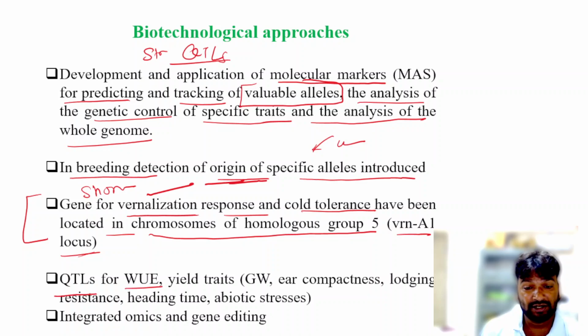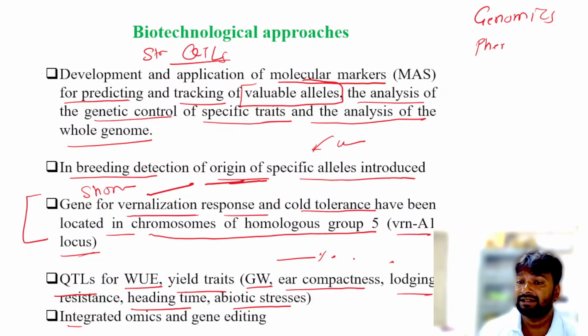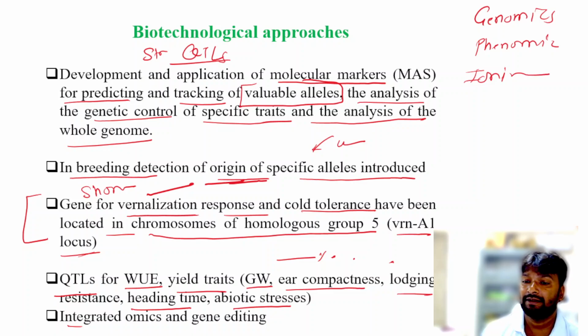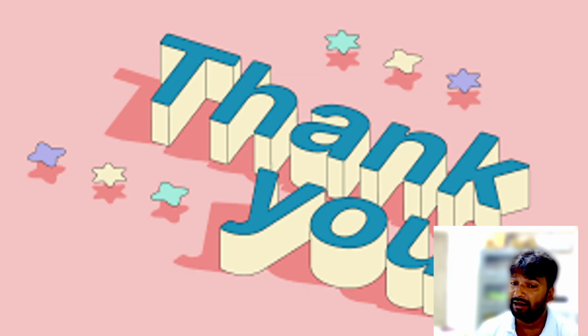Also QTLs for water use efficiency, and yield traits such as grain weight, ear compactness, lodging resistance, heading time, and abiotic stresses such as drought, heat, and salinity. Identification of these QTLs can be used for yield improvement, along with novel approaches such as integrated omics that consider genomics, phenomics, ionomics, and transcriptomics, and new approaches like gene editing, that is CRISPR-Cas9. These advanced technologies can help in the identification of valuable alleles or traits which are crucial for yield improvement. So friends, this is about wheat crop physiological breeding and biotechnological approach.